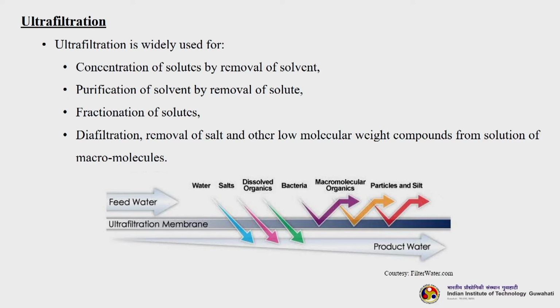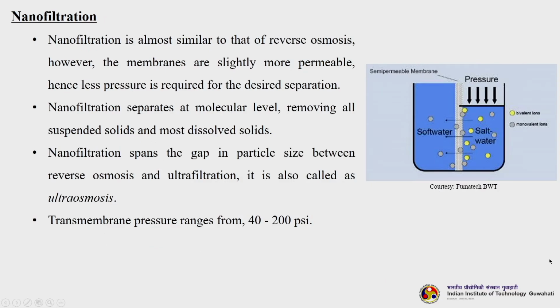The ultrafiltration membrane allows the passage of water, salts and dissolved organics, whereas it retains the bacteria, macromolecular organics as well as particles and silts. Then we will discuss nanofiltration. Nanofiltration is almost similar to reverse osmosis.